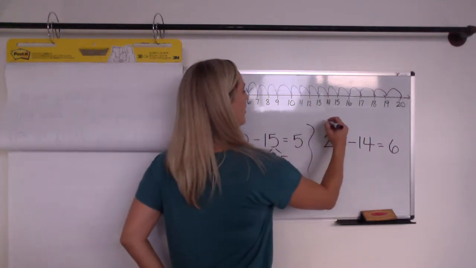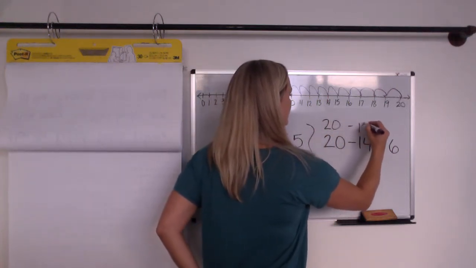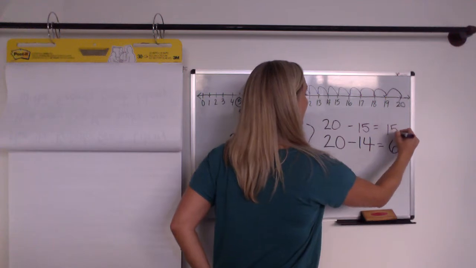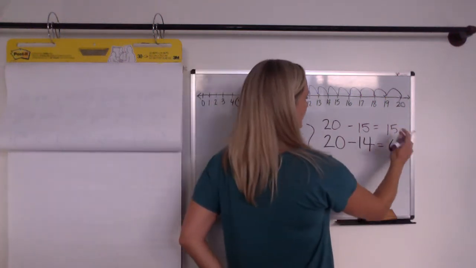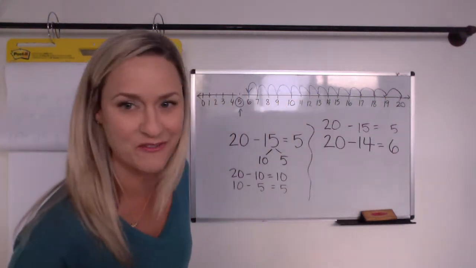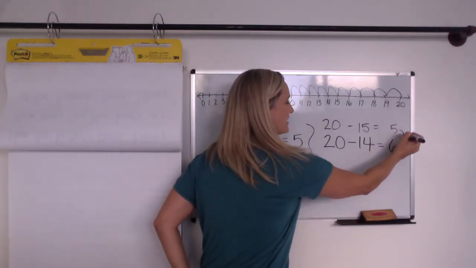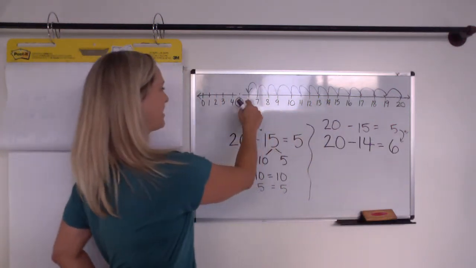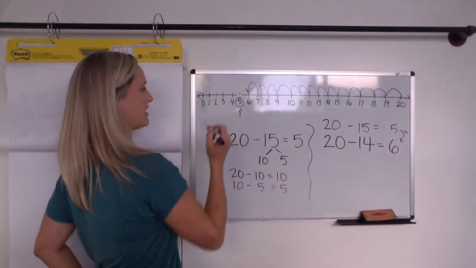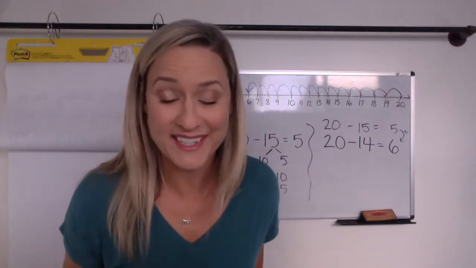Or maybe you said, well, I know 20 minus 15 is 5, and I'm taking off one less. Oops, I wrote 15 instead of 5. Should look like that, 5. And then we'll add on the one that we didn't take off. So this one we didn't take off, right?